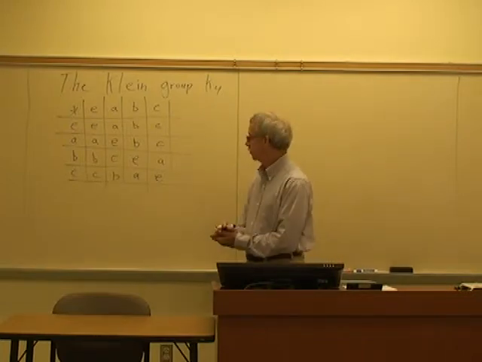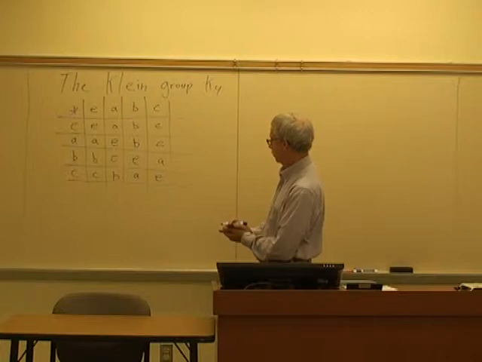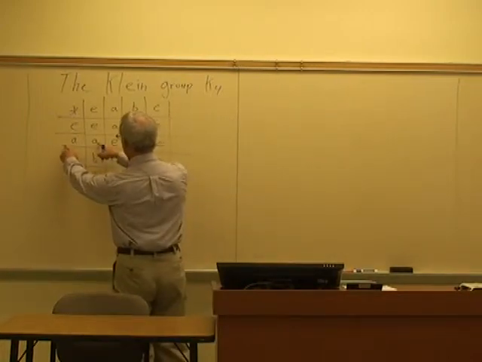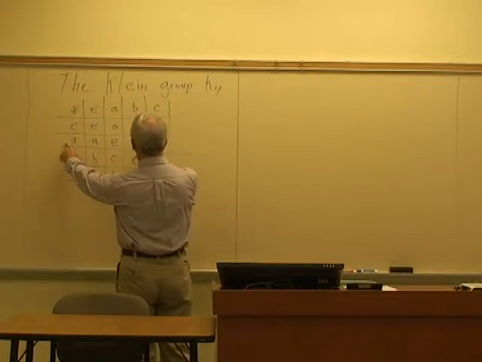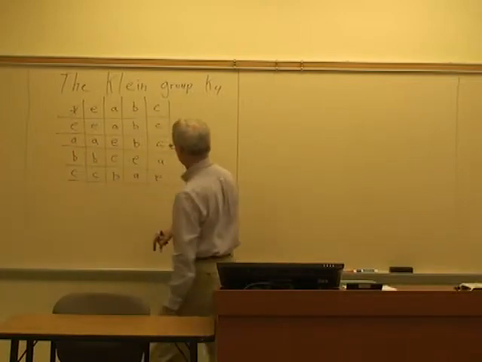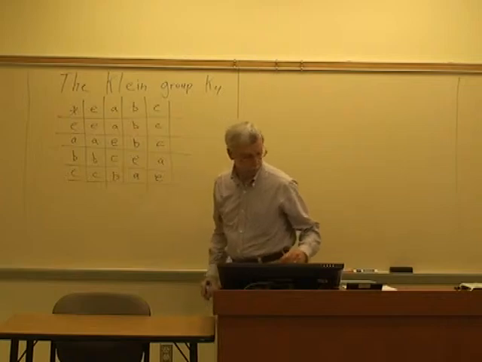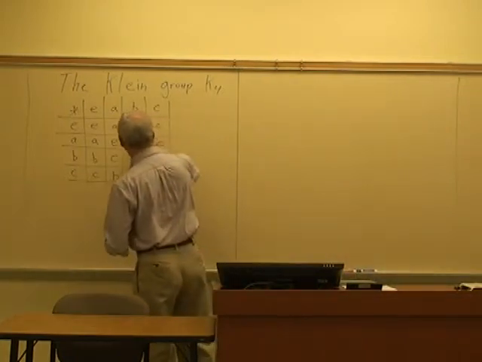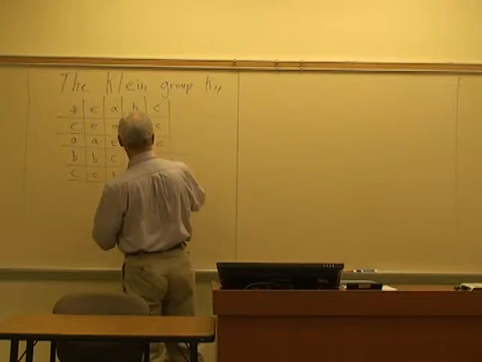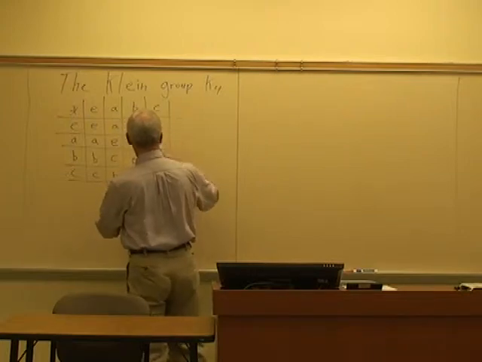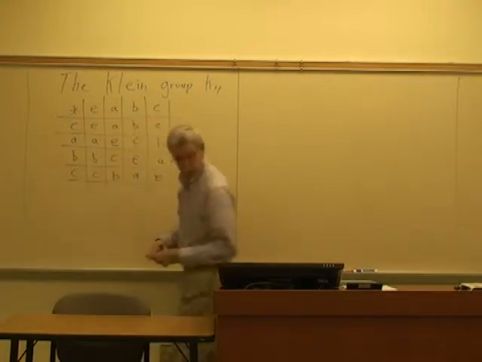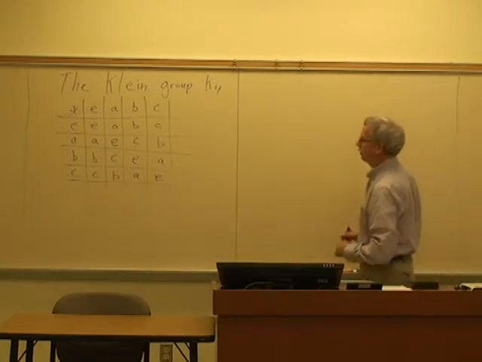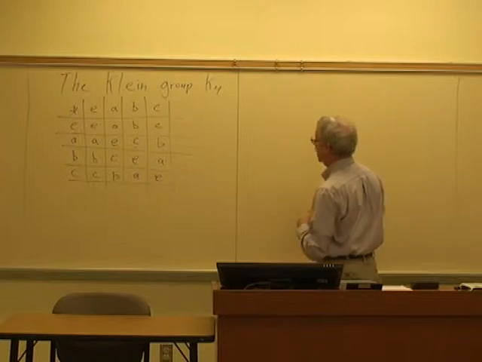For A cross B, should that be B? AE? No, the AB. C. Thank you. I'm looking too close. And would A cross C be? Yeah. Backwards. That's better. Yes. Okay, so now, otherwise it wouldn't be a group, right? So now it's a group.